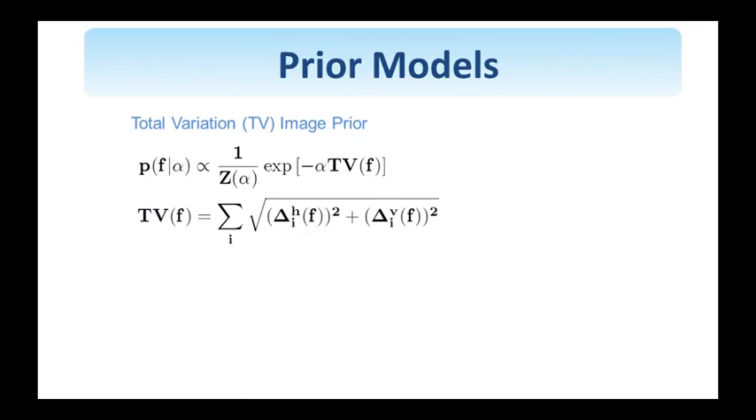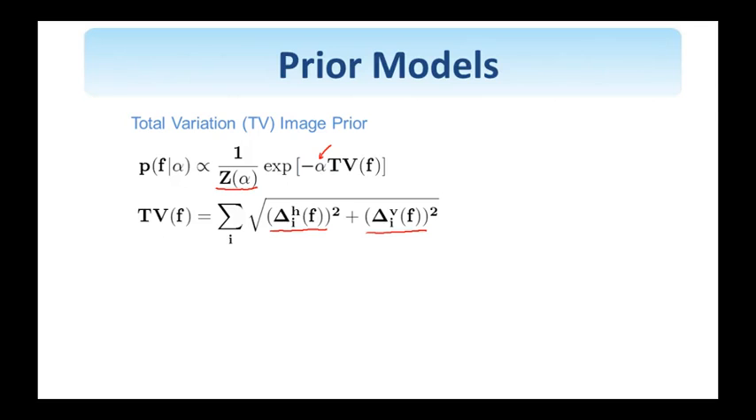Another image prior model is the total variation model shown here. It has become very popular recently in the restoration literature because of its edge-preserving property, by not over-penalizing discontinuities in the image while imposing smoothness. Z of alpha here is the so-called partition function. Delta_i^h is the horizontal gradient at the ith pixel, while delta_i^v is the vertical gradient at the ith pixel. This actually represents the quadratic approximation to the TV prior, and alpha is the hyperparameter that needs to be estimated.